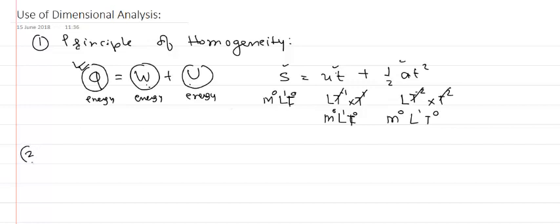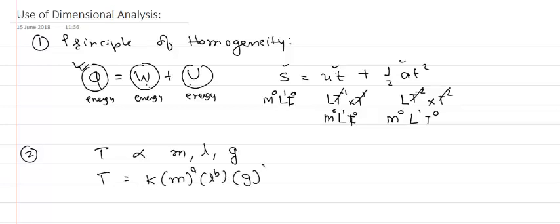The other use of dimensional analysis is to establish relationship among various physical quantities. Say, for example, we know that the time period of a pendulum depends upon mass of the pendulum, length of the pendulum, and acceleration due to gravity. Supposing experiments help us understand that time period is dependent upon these three physical quantities. Then I can get an equation like T is equal to some constant K into m raised to the power A, L raised to the power B, and g raised to the power C.